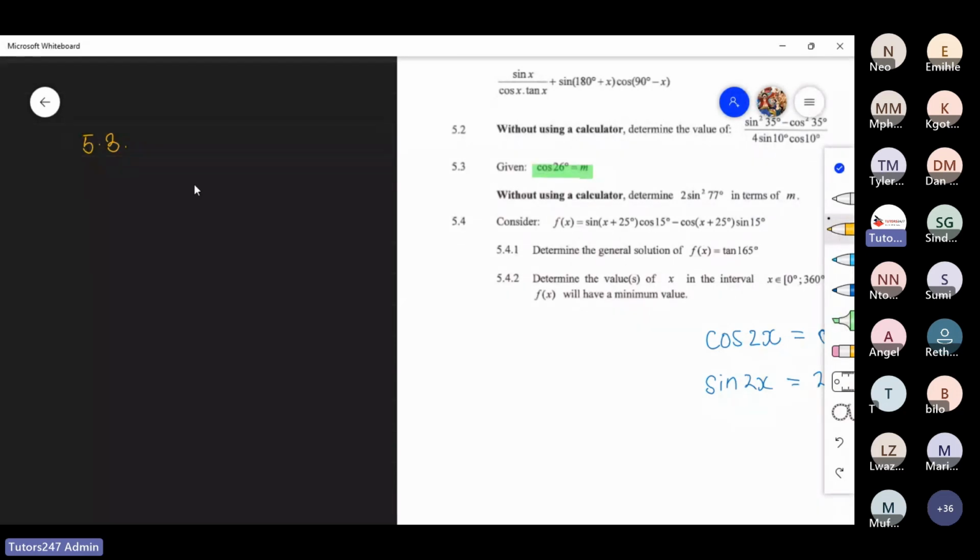So we've got 2 sine squared of 77. Now, if you notice, the general pattern of this question has been to deal with co-ratios. We've been dealing with that quite frequently. This is our 3rd question so far, so we've almost attempted 3 complete questions.